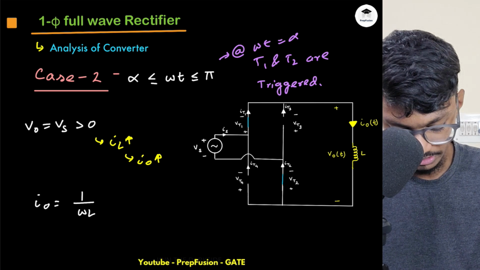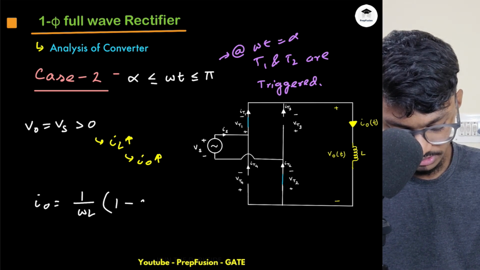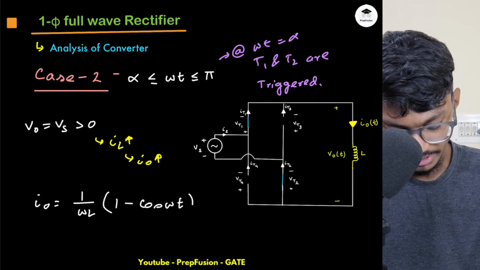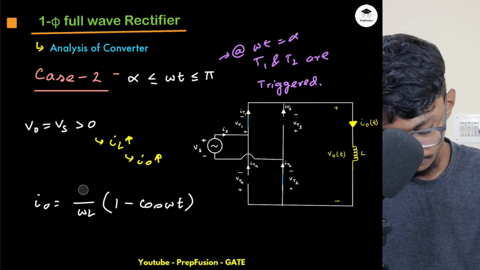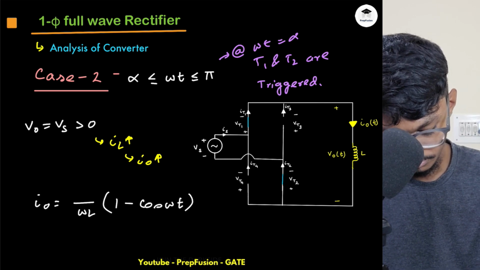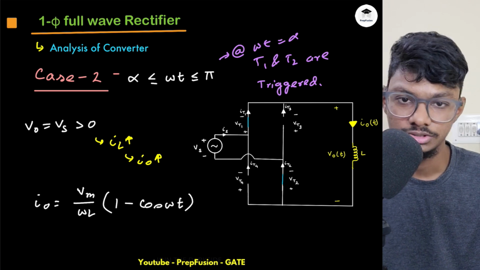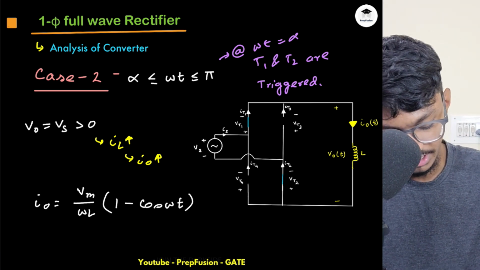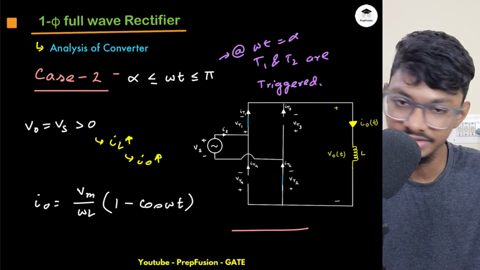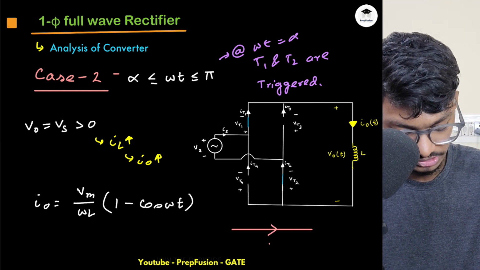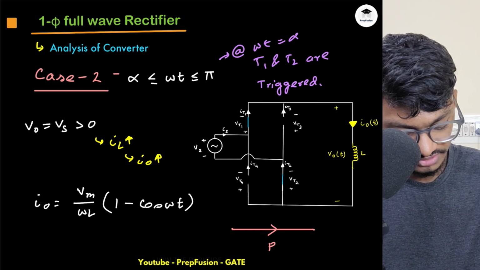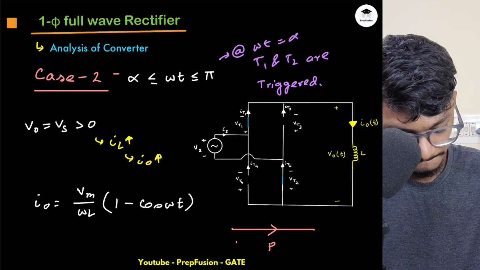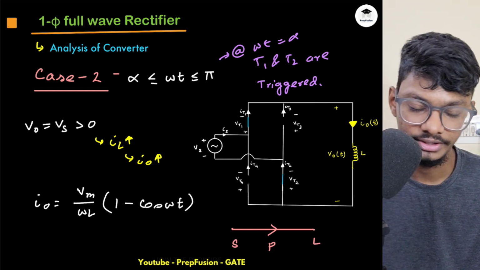It will be Vm by omega L, 1 minus cos omega t. Okay, not 1, sorry, Vm. So this will be the IO expression. And in this case also, what is the direction of the power flow? Whenever an inductor is present, you have to understand the direction of power flow. Power flow right now is from source to load.